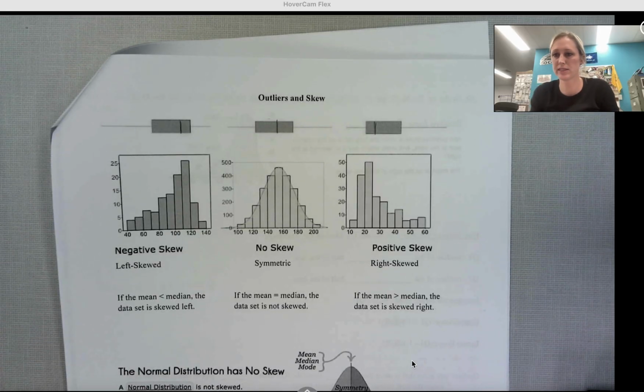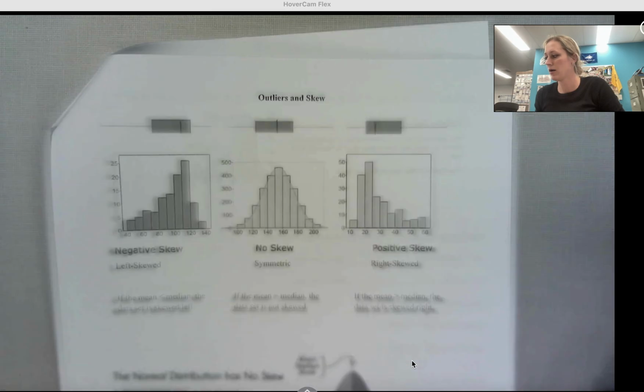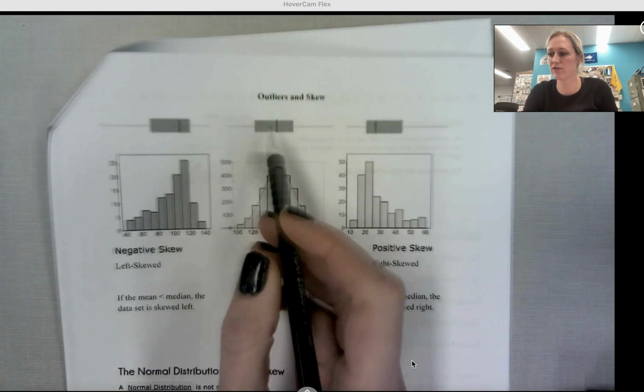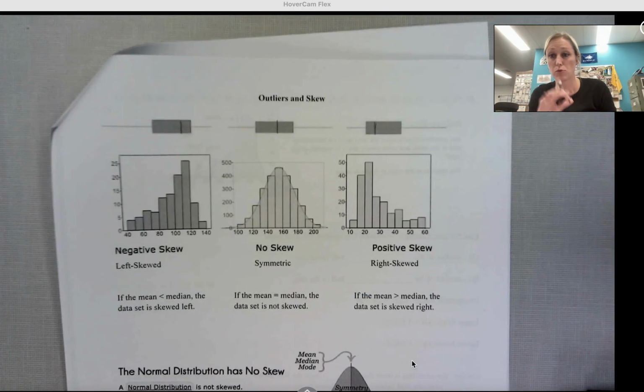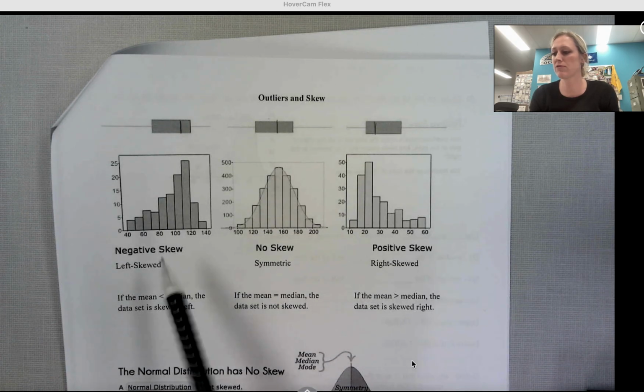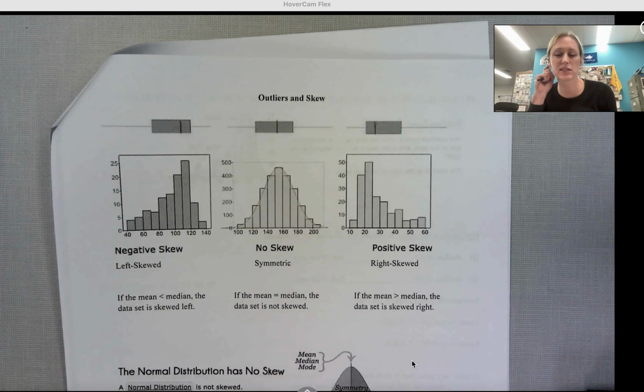Hi class, in this video we're going to talk about outliers and skew. And these top three pictures, you guys, these are box and whisker plots. We're actually going to get into those more in the next video, so don't worry too much about those right now. These are just picturing the different kinds of skew that we can have. So basically, there's some different ways to represent data, and we're going to get into those a little bit more later. But once I have all the data represented, what does it look like?